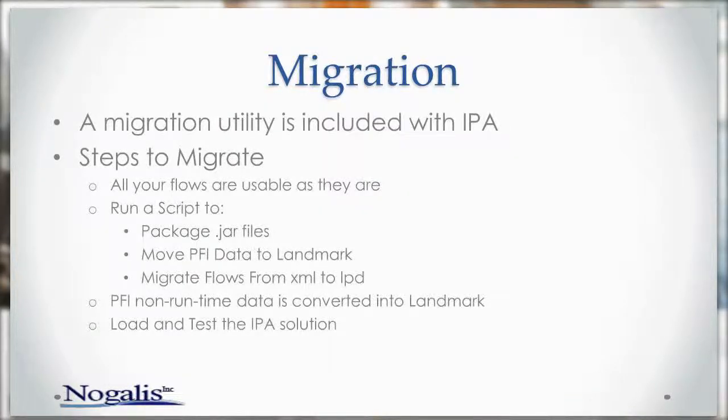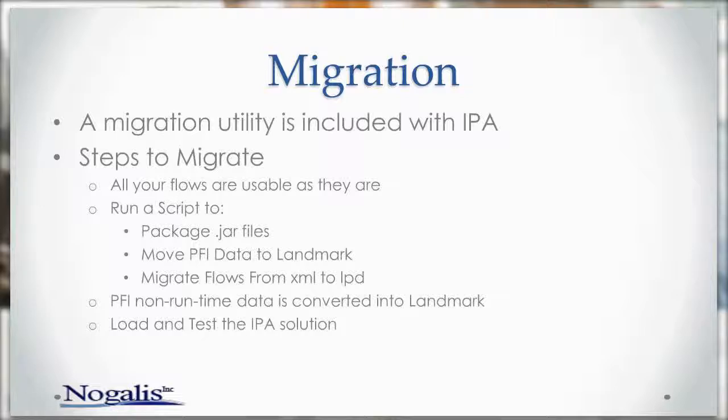So we touched on migration real quick. What does migration mean? You're going to install all this stuff, but I guess the scary part for all of us is how do I make sure that I move all my flows from where they are now into this unknown cloud of a Landmark environment and then have them just work somehow? Well, luckily, the migration utility is included with IPA. There's a script. All the flows that you have are usable exactly as they are. So you run a script and it packages all your jar files, and then it moves your PFI data into Landmark. And then it migrates your flows.